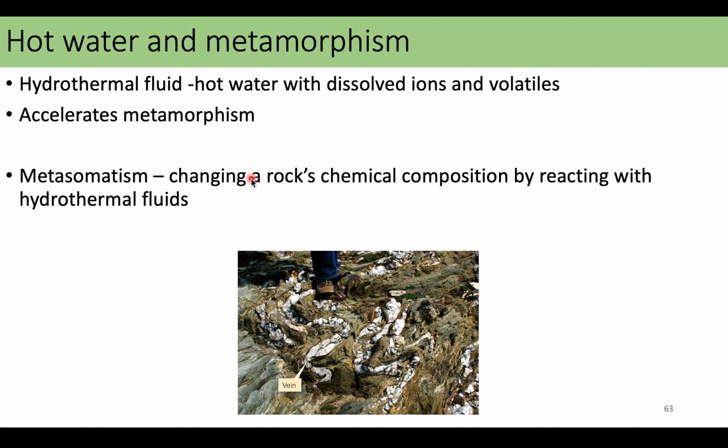So another, maybe a little bit less common, type of metamorphism is caused by hot water. So where there's hydrothermal fluid, really, really hot water, and that water has a lot of dissolved ions in it, this can very much accelerate metamorphism. So this would be when a rock can actually change its composition because it comes in contact with hydrothermal fluids, meaning it comes in contact with this very, very hot water. This very, very hot water is also holding a lot of dissolved ions to react with that rock.